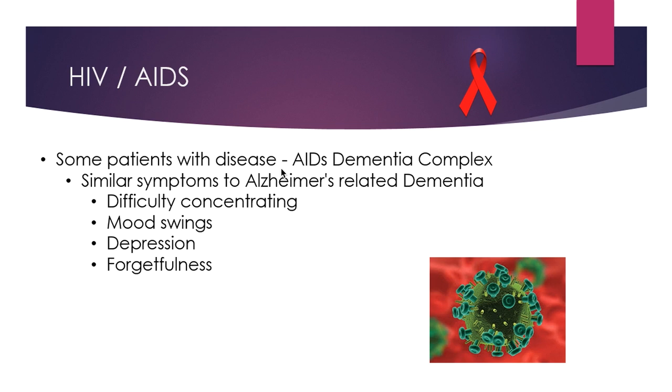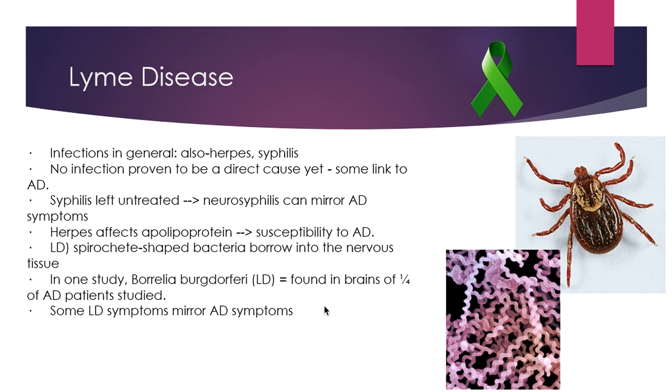HIV/AIDS. Specifically, we're talking about a condition that some AIDS patients get, which is ADC, or AIDS dementia complex. This sort of dementia is very similar to the dementia caused by Alzheimer's. It includes the same sort of symptoms that are listed here: depression, mood swings, difficulty concentrating, and forgetfulness.